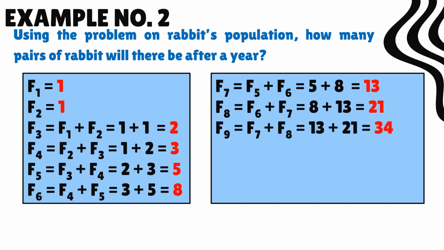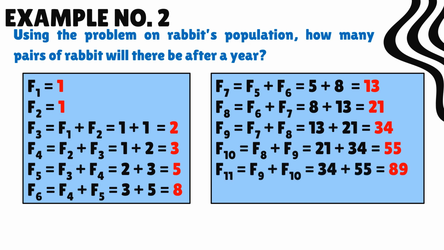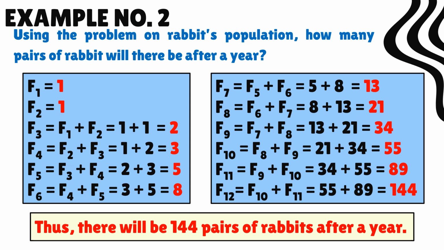For the 9th term of the Fibonacci sequence, it is equal to 34. For the 10th term, it is equal to 55. For the 11th term, it is equal to 89. For the 12th term, it is equal to 144. Thus, there will be 144 pairs of rabbits after a year.